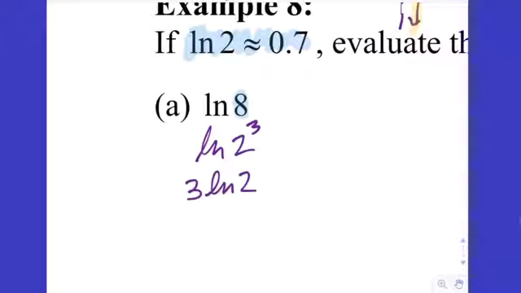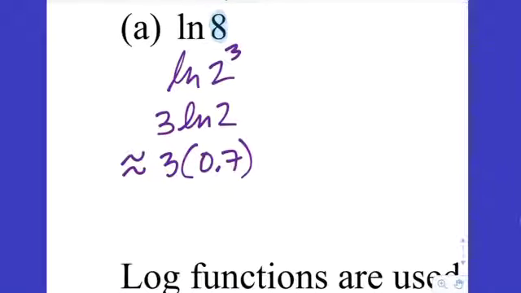Now I can replace the natural log of 2 with 0.7. So here's where you've got to be careful. When you replace natural log of 2 with 0.7, you need a squiggle right there because now it's no longer exact. That's approximately 3 times 0.7. And now I can multiply, and that gives you what? 2.1. So the natural log of 8 is about 2.1. That might be good enough for us.